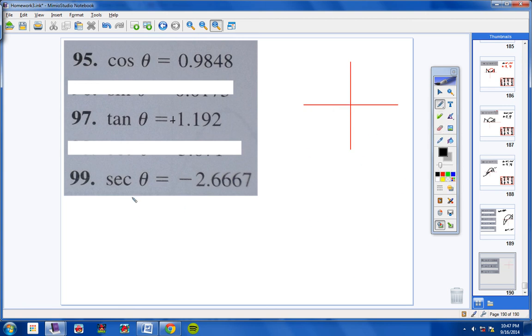And then last problem, number 99, finally. Secant of theta gives you a negative number. So secant is the reciprocal of cosine. And let's see, cosine is negative here, and cosine is negative here. There we go. Now, there's no secant button on my calculator, so I'm going to type in cosine and use 1 over 2.6667. Students, remember, don't use the negative sign. It's not important. Okay, right now, we're just trying to find this angle inside the triangle.